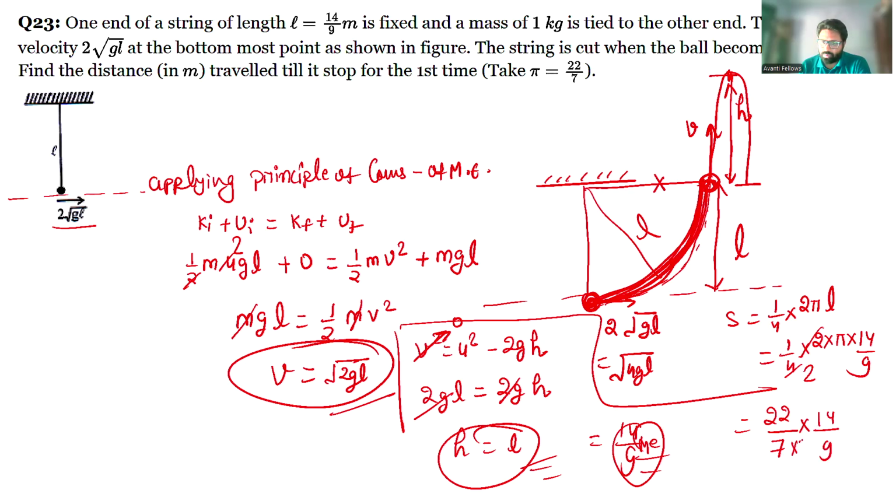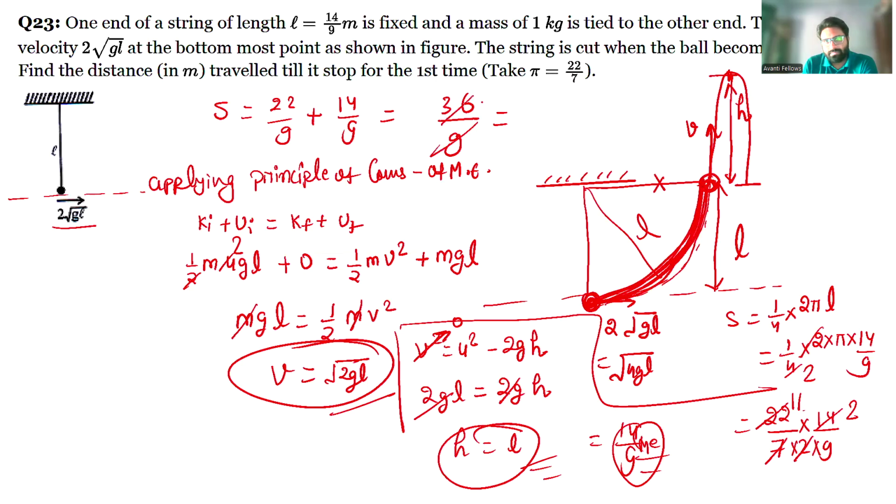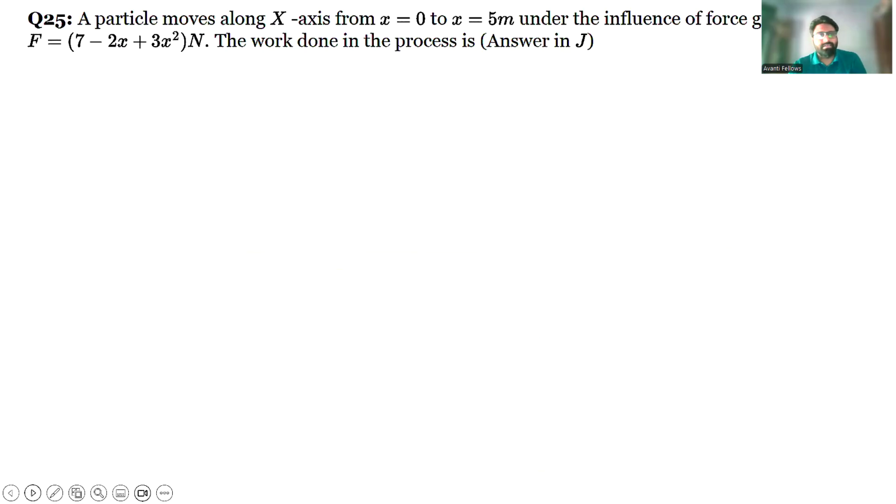And there is one more 2 also here. So 2, 11 and 7 to the 14. 11 to the 22 by 9. The total distance it has covered is 22 by 9 plus L is what? 14 by 9. Now 22 and 14 is 36. And this is 3, 36 by 9, which is 4 meter. Okay. Now move on to the next one.